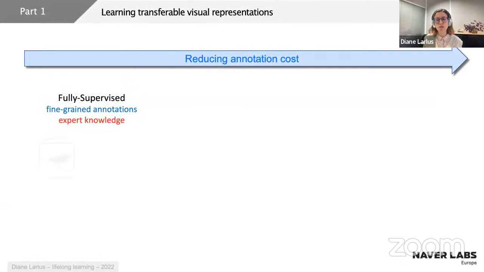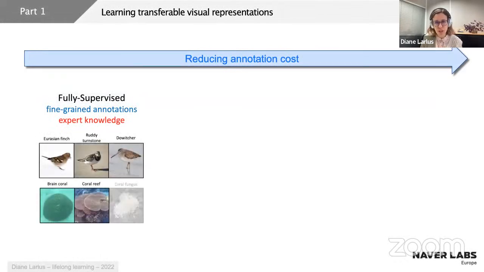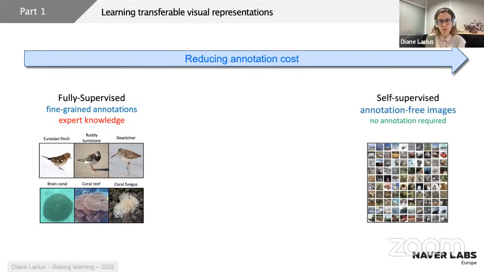Remember, here our goal is to train transferable visual representations. And the standard way to do this that everybody follows is to use fully supervised classification on a large data set, for example, ImageNet. This requires each image to be annotated with one label among 1,000. And such fine-grained annotations, they require expert knowledge because not everyone can get the exact category of a mushroom or a bird, right? So is there a way to train visual representations with images only? So no annotation is required. And this is what we're going to do, leveraging self-supervised learning.